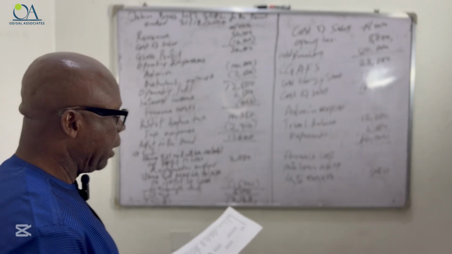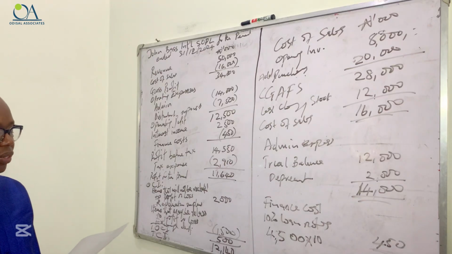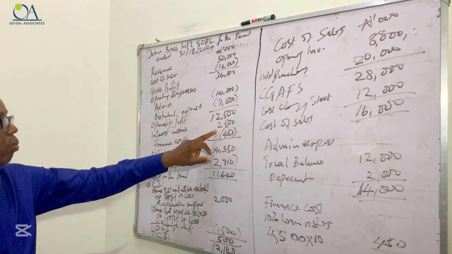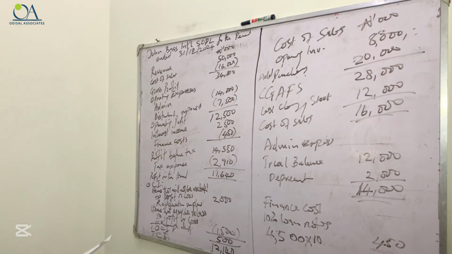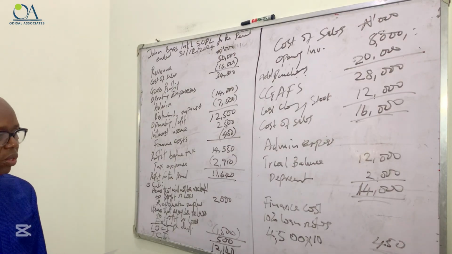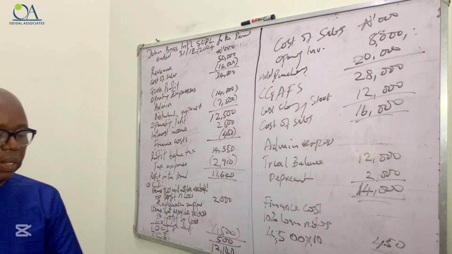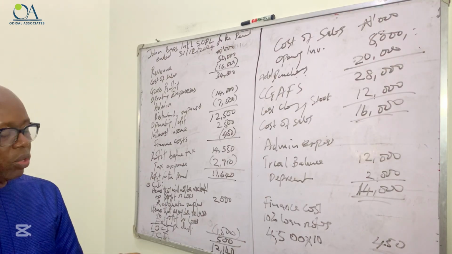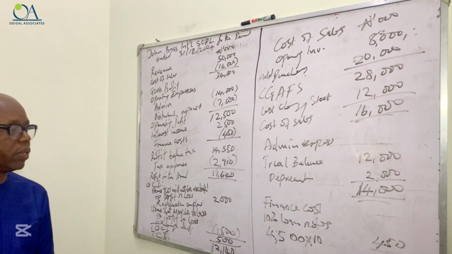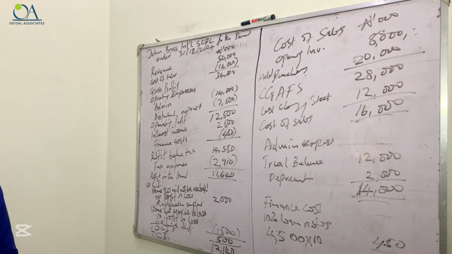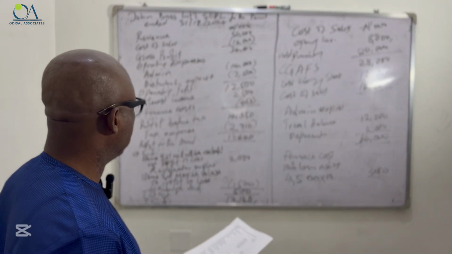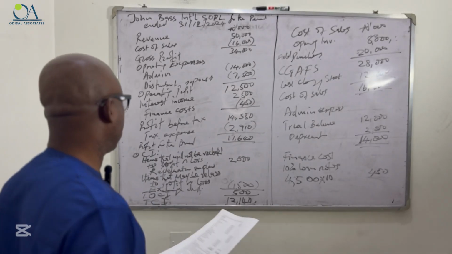Then in the question there, we have interest income of 2.5 million. We bring it here, 2.5 million. And then finance costs, we need to calculate it. It said 10% loan notes. The loan note is 4.5 million. If you apply 10% of it, you have 450,000. So that is the finance cost.